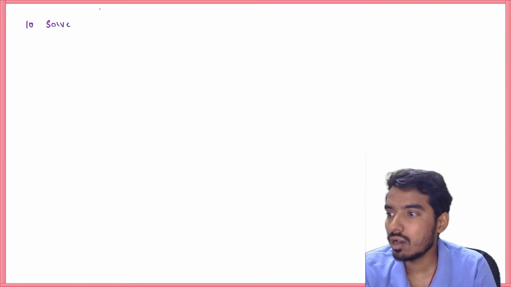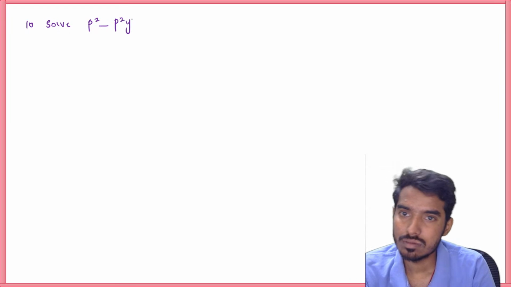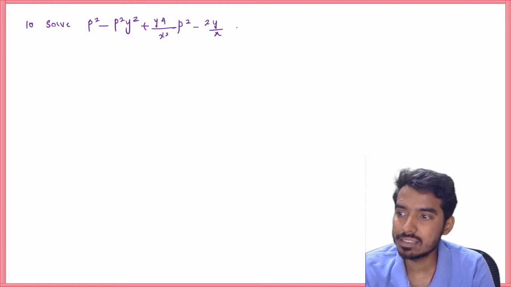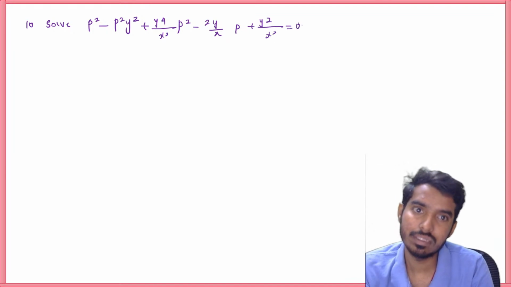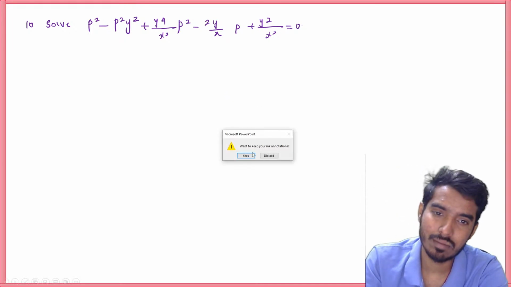Solve p square minus y square plus y power 4 by x square by x plus x square is equal to 0. Very simple problem, right? Just show the solution.